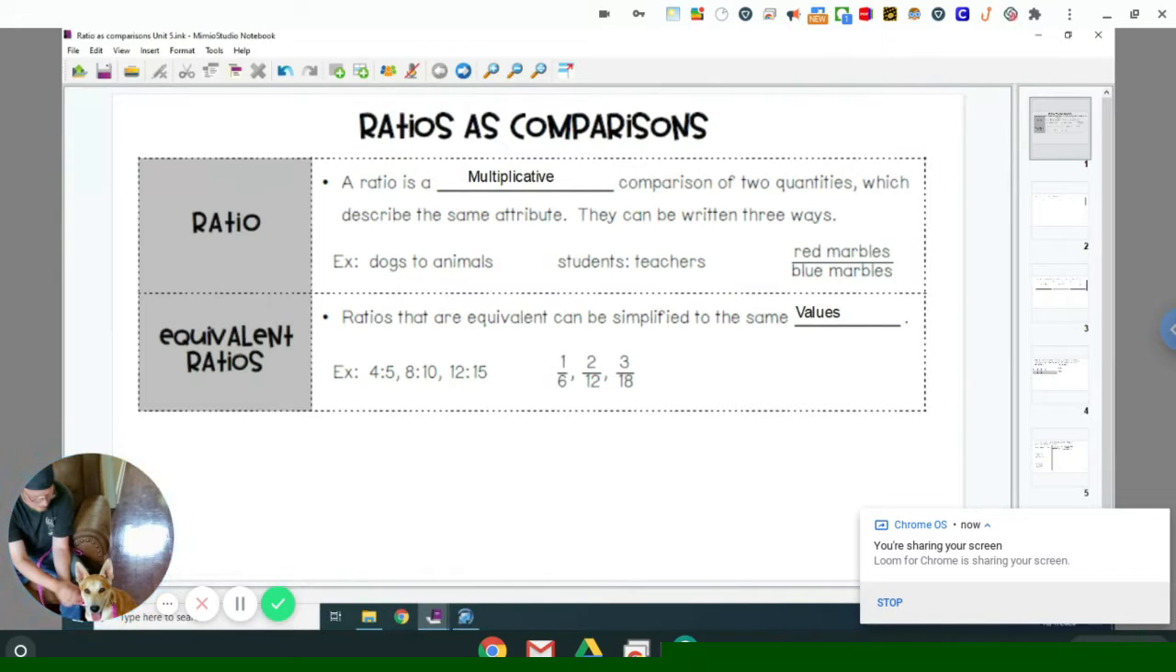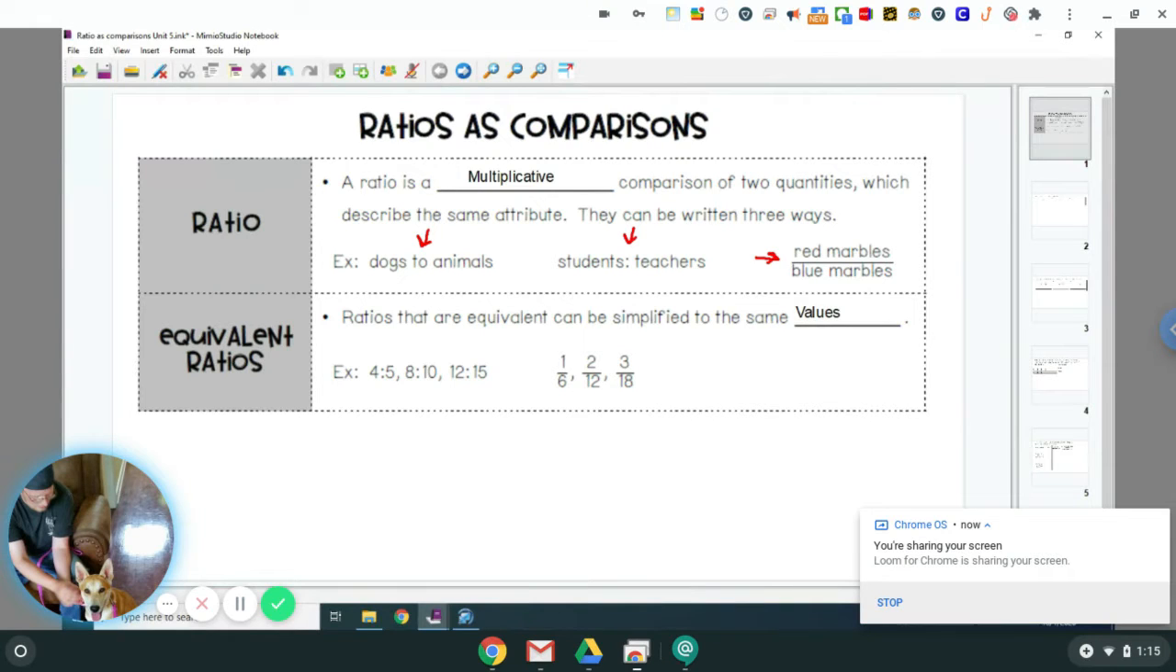Okay, so today we're going to be doing ratios as comparisons. A ratio is a multiplicative comparison of two quantities which describes the same attribute. They can be written three ways: dog to animals, like with the word "to" in the middle, with a colon in the middle, or written as a ratio or as a fraction, as we sometimes call it.